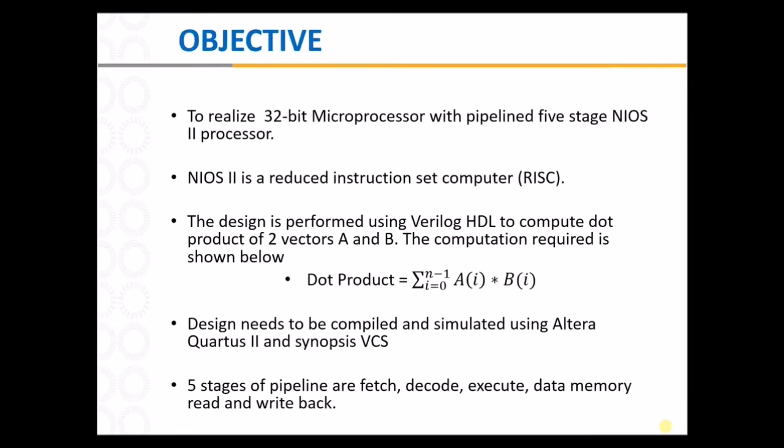Objective: to realize a 32-bit microprocessor with a 5-stage pipelined NIOS II processor. The NIOS II processor with pipelined stages is one of the most widely supported of all the available processors. It is a simple, streamlined, highly scalable RISC architecture.